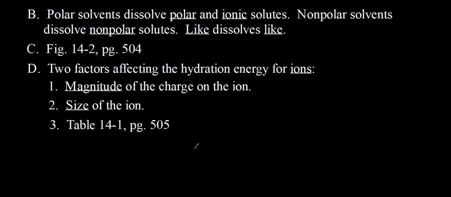So K plus, Na plus, Li plus, magnitude of charge is the same, but size decreases as you go from K plus to Na plus to Li plus. And notice what happens to the hydration energy. It increases as you go from K plus to Na plus to Li plus. If we go all the way to the bottom, we have aluminum, which has the greatest magnitude of charge. And we see there that the hydration energy is the greatest of all the substances listed in that table. So very important. Make sure you take a look closely at that table.